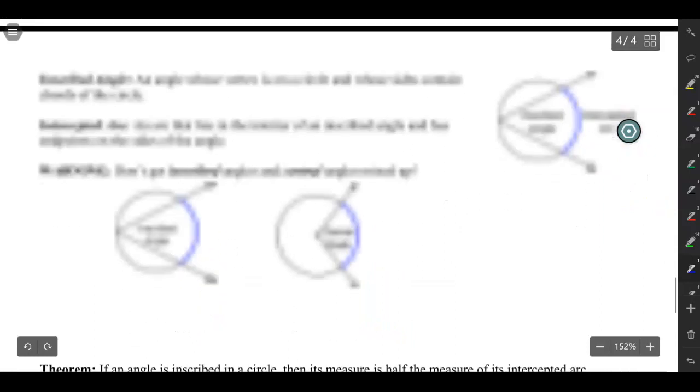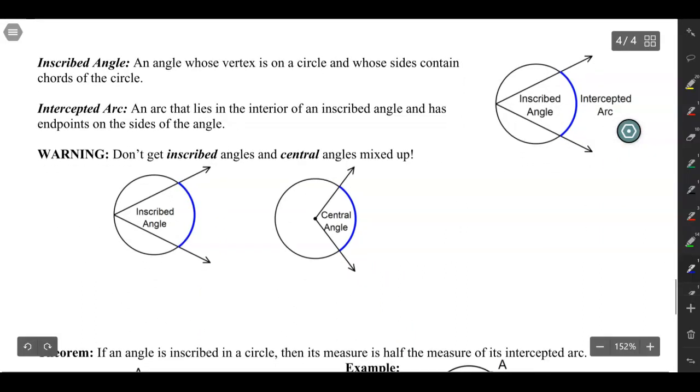All right, we've got one other type of angle to talk about, and that is an inscribed angle. So an inscribed angle is an angle whose vertex is on a circle and whose sides contain chords of the circle. So maybe that sounds a little complicated. Basically what it means is that the end of your angle is sitting on the outside of the circle.